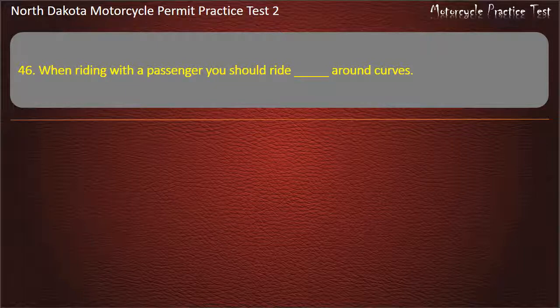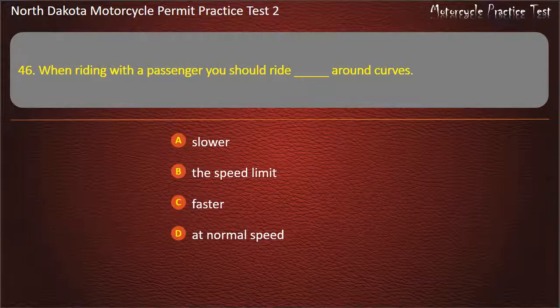Question 46. When riding with a passenger, you should ride around curves: slower, at the speed limit, faster, at normal speed. Answer: slower.